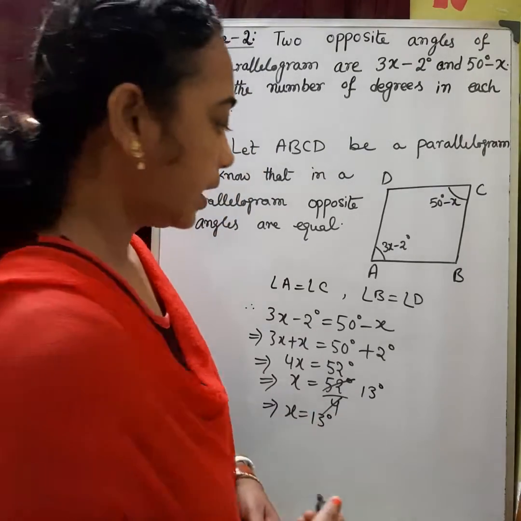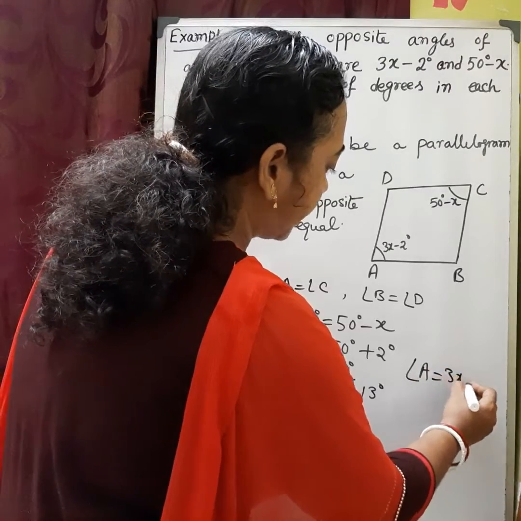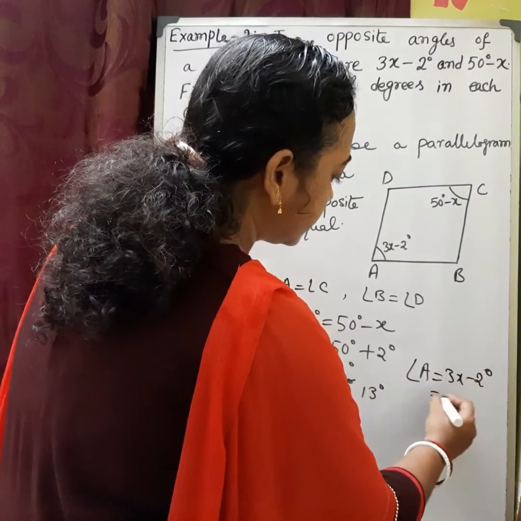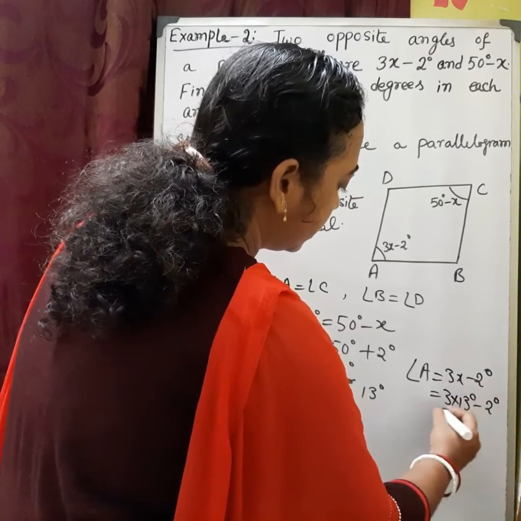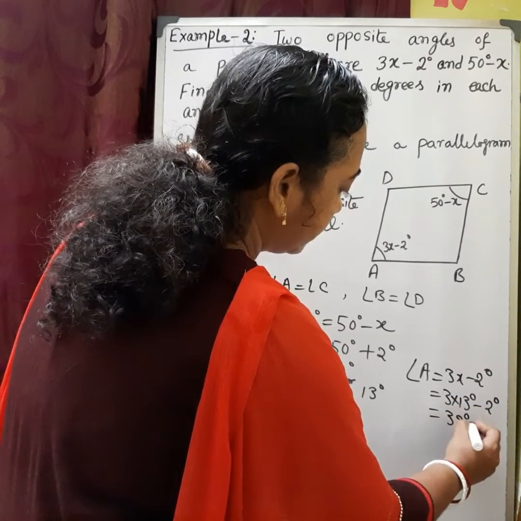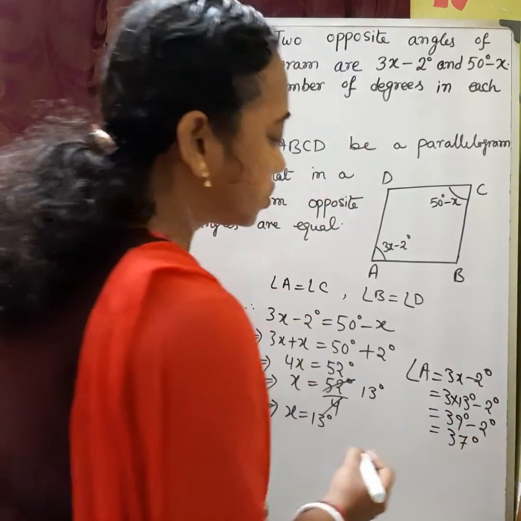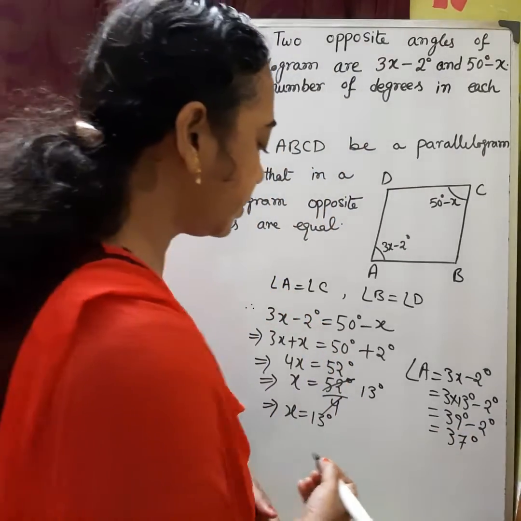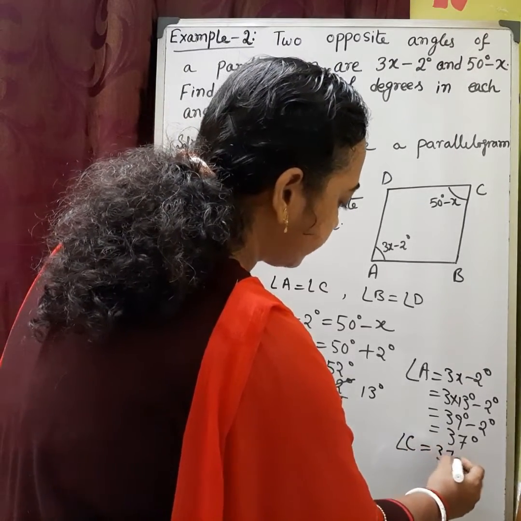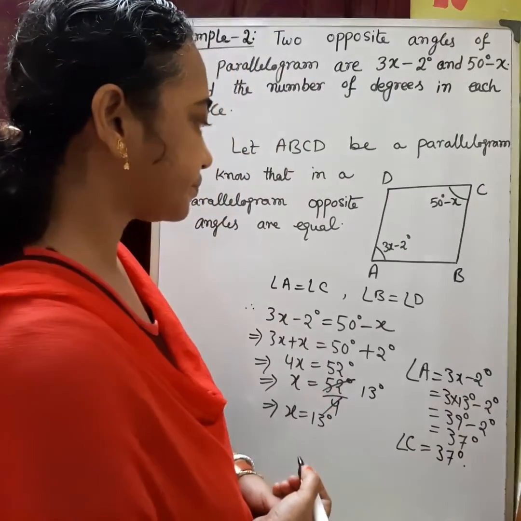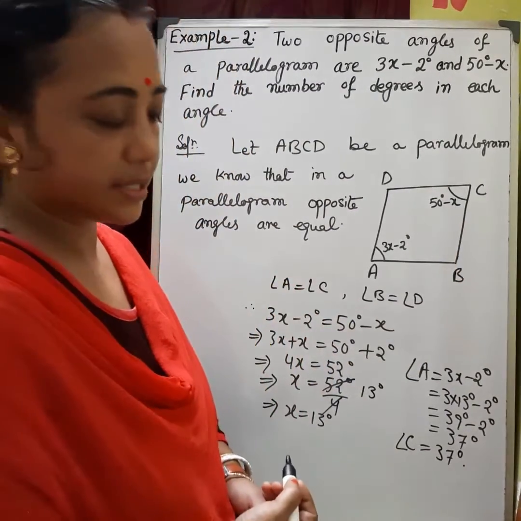So therefore angle A is equal to 3x minus 2 degrees. That means 3 multiplied by 13 degrees minus 2 degrees is equal to 39 degrees minus 2 degrees is equal to 37 degrees. So as angle A is equal to 37 degrees, similarly angle C is also equal to 37 degrees because both are equal. Also if you put the value of x in here, we'll get the same result.